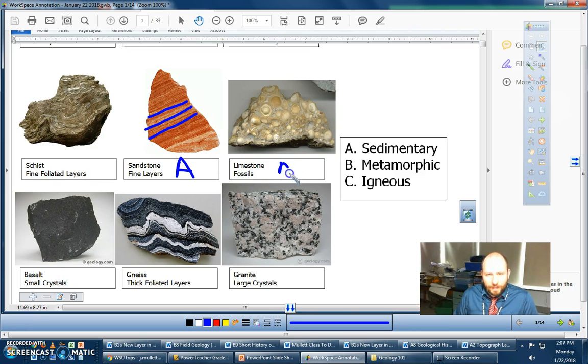Another item that you'll potentially find there is fossils. Fossils are only found in sedimentary rock. The other two rock types are going to end up beating up the fossils, and the fossils won't survive. And so sedimentary rock is the only rock type that could potentially have fossils.